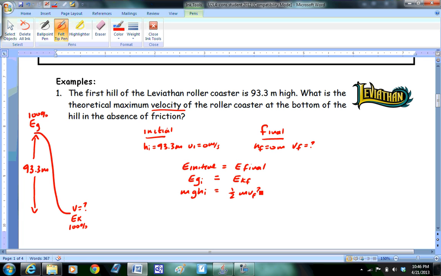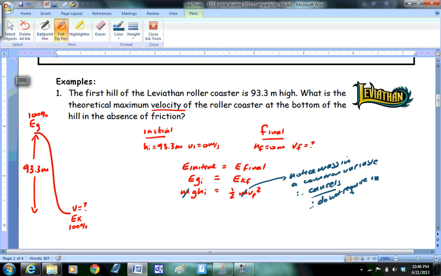What happens here, interesting, is my mass is going to cancel. So notice mass is a common variable, therefore it cancels. This is not always true, but it's very handy in this case. So that's why we do not require a mass of the coaster.